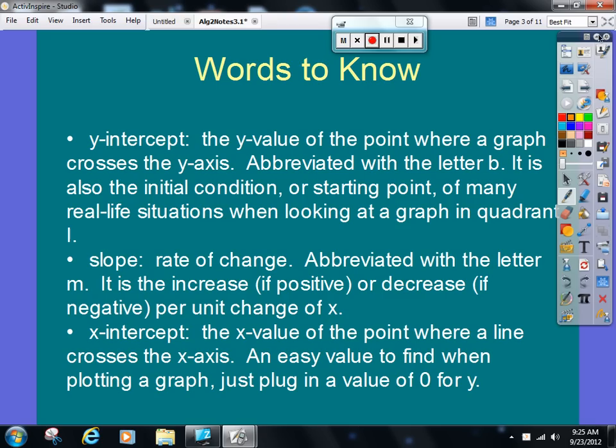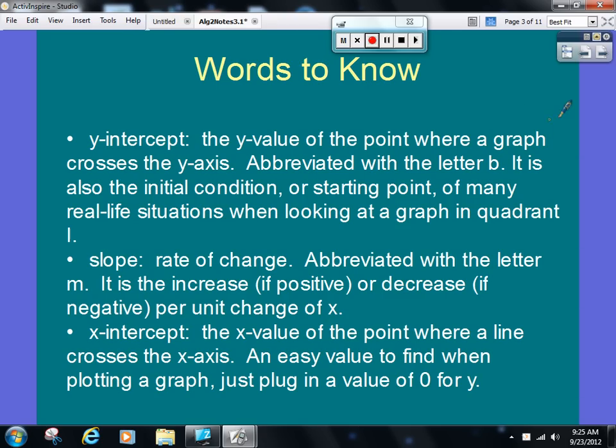Okay, words to know. Y-intercept. I think you guys all know what the y-intercept is. It's where the line crosses the y-axis. Here's your y-axis. So this would be our y-intercept, this point right here. The x-coordinate's always 0. We abbreviate it with the letter b a lot. I don't know where that came from. I think I've looked it up before. I might look it up before class tomorrow.